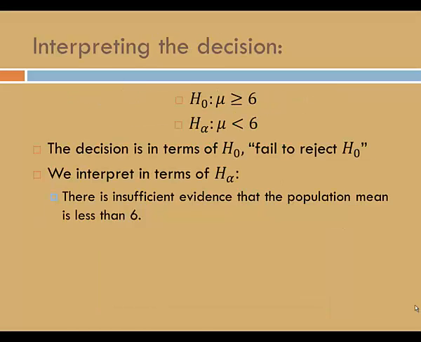How do we interpret this decision? The decision is in terms of H0. We fail to reject H0. However, we interpret in terms of H alpha. In this case, there is insufficient evidence that the population mean is less than 6. Recall, we were testing whether the mean is less than 6.